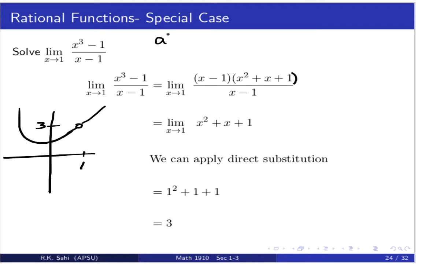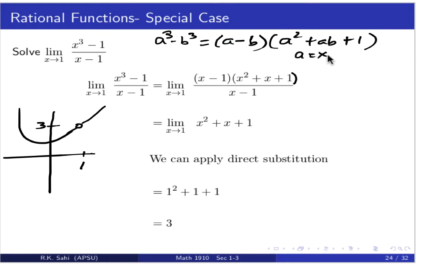If you guys remember this formula, a cubed minus b cubed is a minus b times a squared plus ab plus b squared. Now, in our expression here, my a is x and my b is 1. So the numerator becomes x minus 1 times x squared plus x plus 1. So this whole function now has an x minus 1 in the numerator and denominator, and we can easily cancel it out.